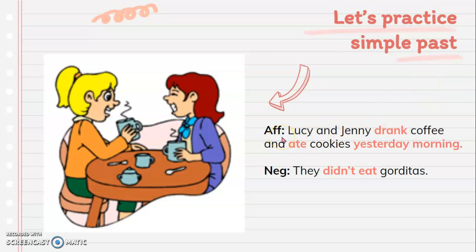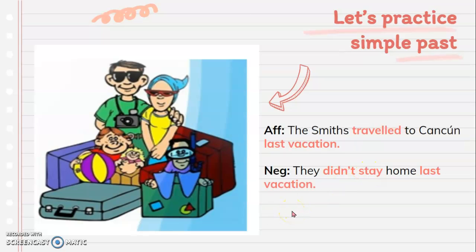The affirmative sentence, Lucy and Jenny drank coffee and ate cookies yesterday morning. The negative sentence, they didn't eat gorditas. The Smiths traveled to Cancun last vacation. The negative sentence, they didn't stay home last vacation.